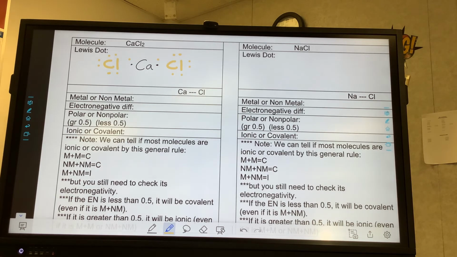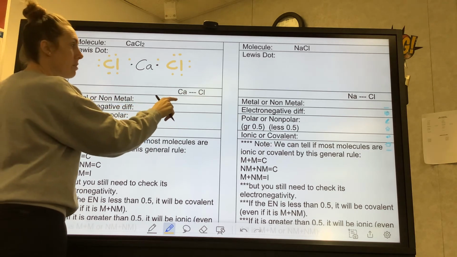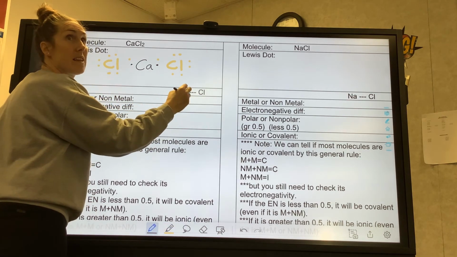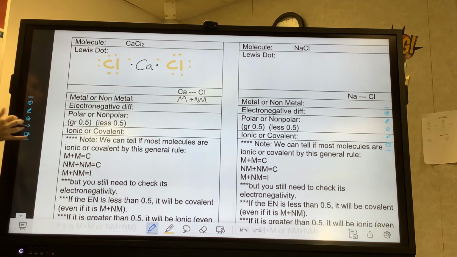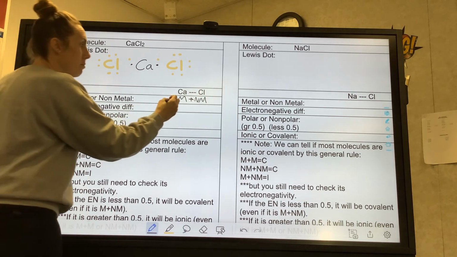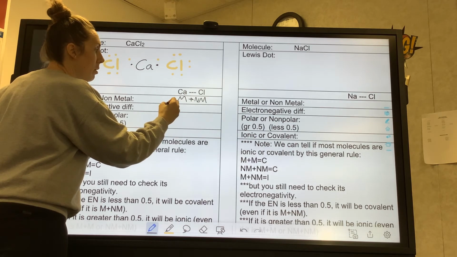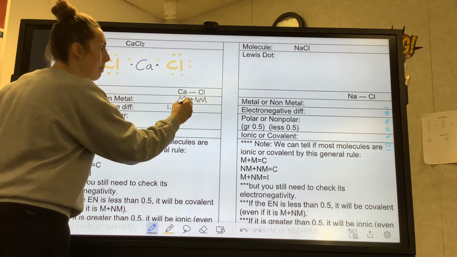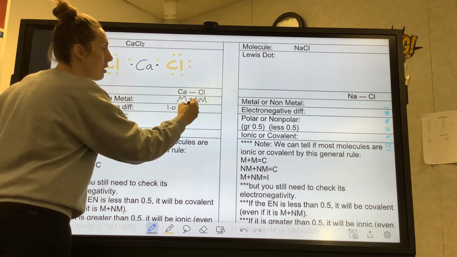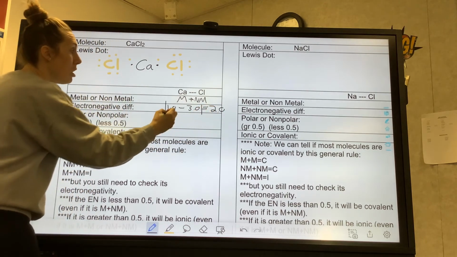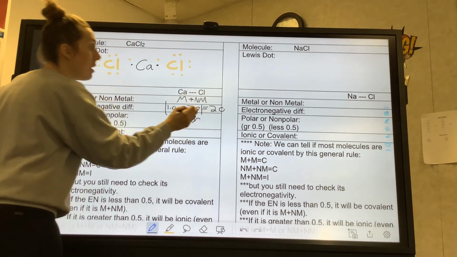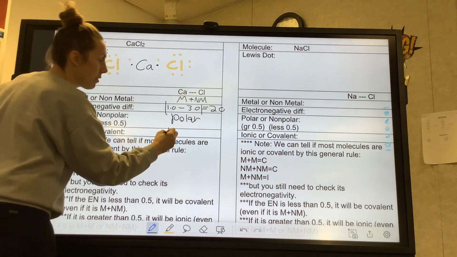Now we need to find out if they're actually stealing those calcium electrons. So metals or non-metals? Calcium is a metal. Chlorine is a non-metal. So we're hypothesizing it is going to be ionic, but first let's do electronegativity to double check it. What's calcium's? 1.0. Minus chlorine's 3.0. Wow, so that gives us an electronegativity difference of 2.0, which is huge, so it is polar. And based on that, plus the rule up here, it definitely is ionic.